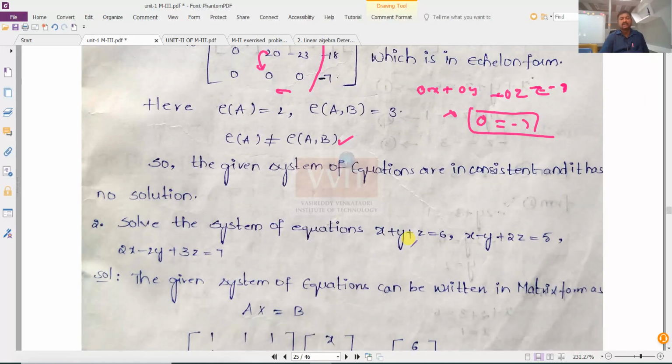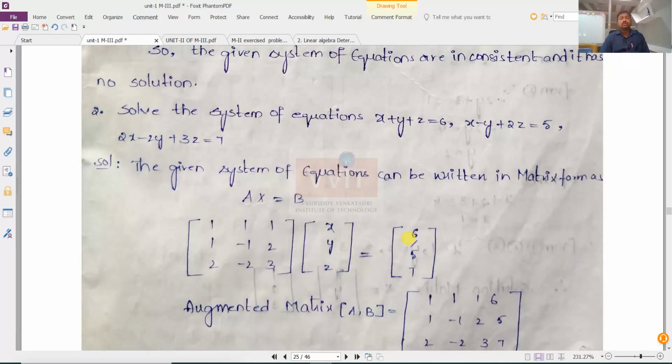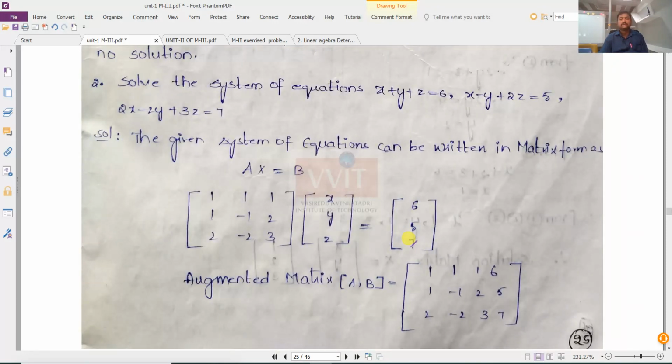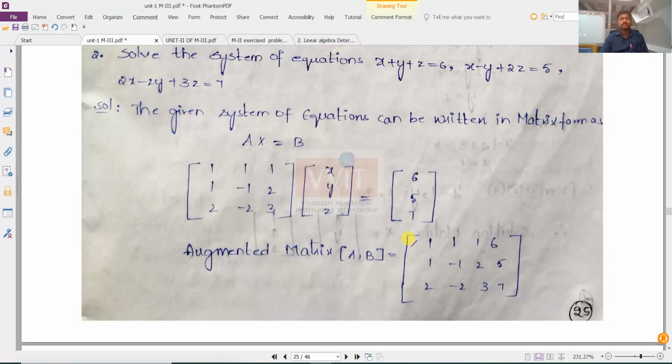Suppose I try another problem: solve the system of equations x plus y plus z equal to 6, x minus y plus 2z equal to 5, 2x minus 2y plus 3z equal to 7. As usual, we can write the system with A as the coefficient matrix: first row 1 1 1, second row 1 minus 1 2, third row 2 minus 2 3. The unknown matrix is x y z, equal to the constant matrix 6 5 7.